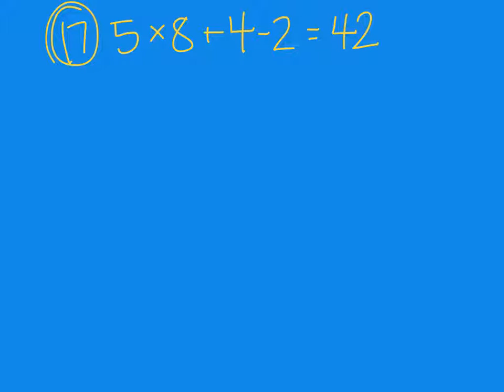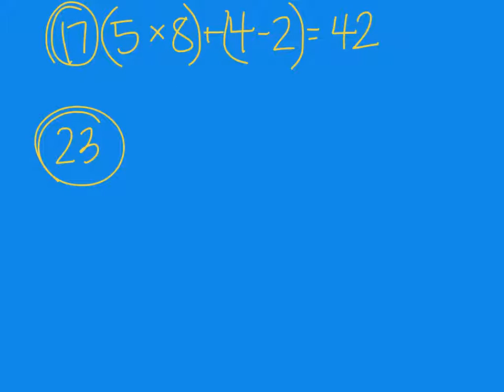Now, if I just went straight across, let's see how that would work out. So 5 times 8, I would do that first, which is 40. Then I'd have 40 plus 4 is 44 minus 2. So what that tells me is I can put parentheses here that I should multiply first, that I should subtract these, and that will get me to my answer of 42. Let's look at number 23. Skip down a little bit.